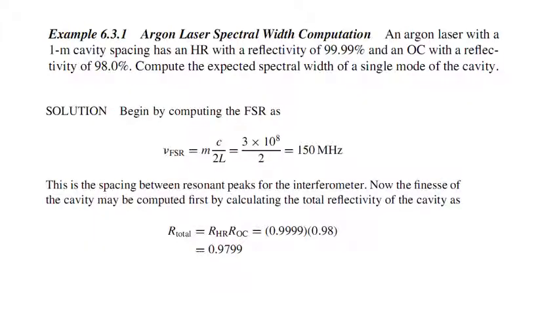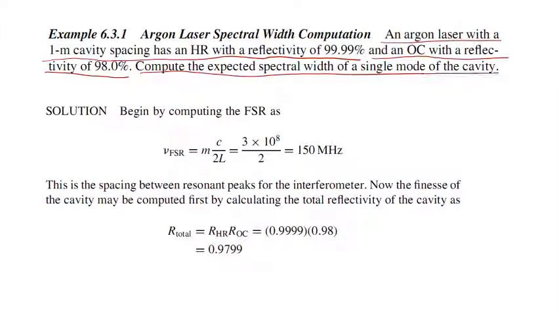This is an example in your book. So the thing in this example is an argon laser with 1 meter cavity spacing, which has an HR with reflectivity 99.99%, and an OC, optical coupler, with a reflectivity of 98.0%. Compute the expected spectral width of a single mode of the cavity.